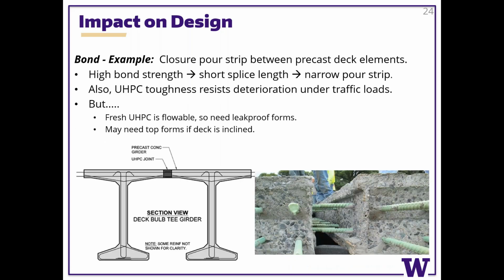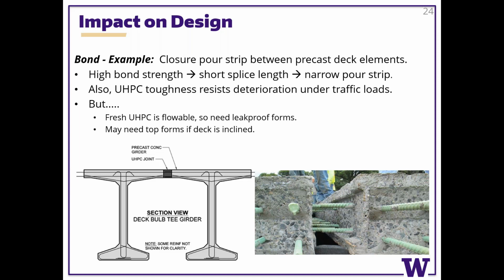If we take a look at an example of bond, these are two what we call deck bulb tees, which are a completely precast unit, and they're joined together here by a UHPC joint. The style of joint there is similar to what you see here. These are in fact separate deck panels. They're not actually the flanges of these guys, but the principle is exactly the same.